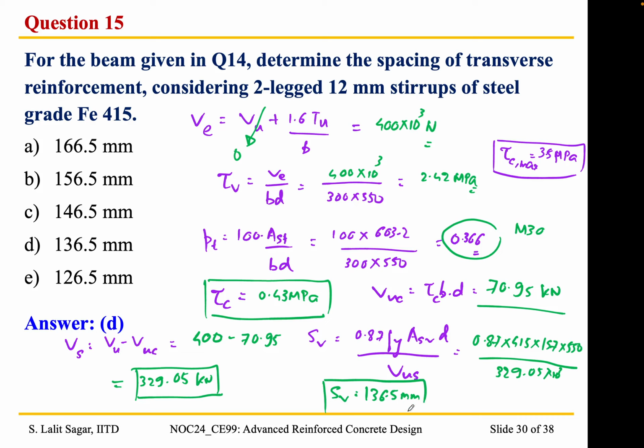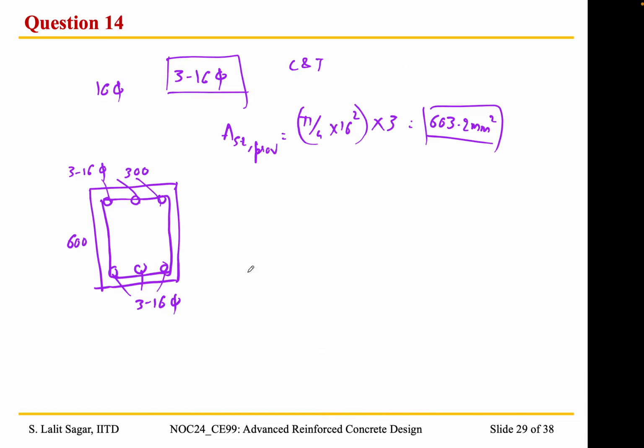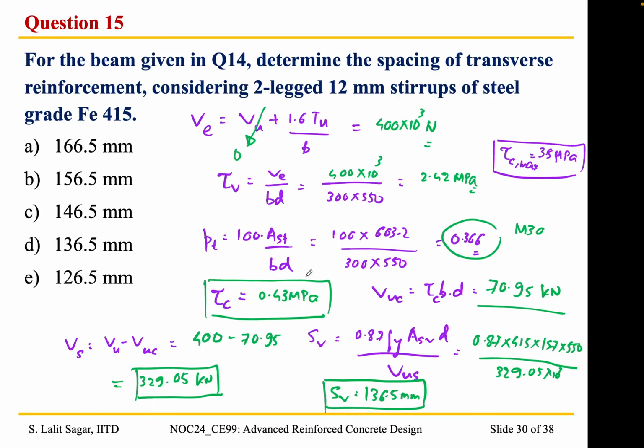Okay, so we can go back to the diagram and we can mention how much of the stirrups we need to provide. Providing that 135-degree hook is very important. So we have 2-leg 12 mm diameter. So since it is 136, we can provide at 125 millimeter center to center. So that is the problem.